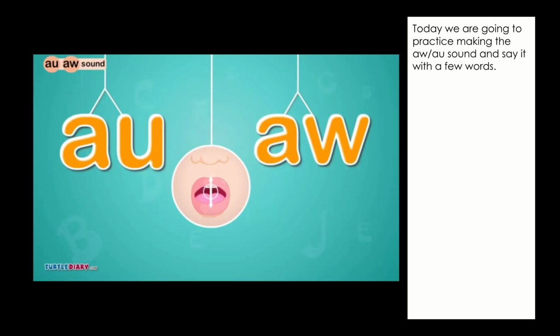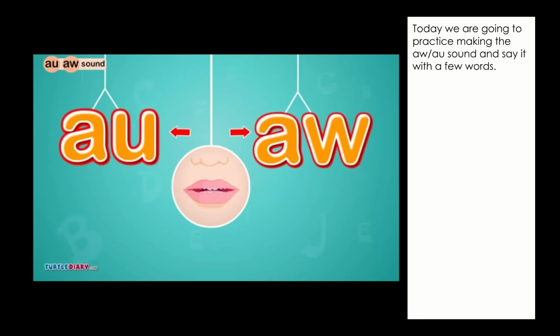Open your mouth and let air flow from your mouth to make the ah sound, as in sauce and hawk. Try again. This time, put your hand on your throat. It moved or vibrated. Let us look at some more words that begin with the letters A-U, A-W, and make the ah sound.